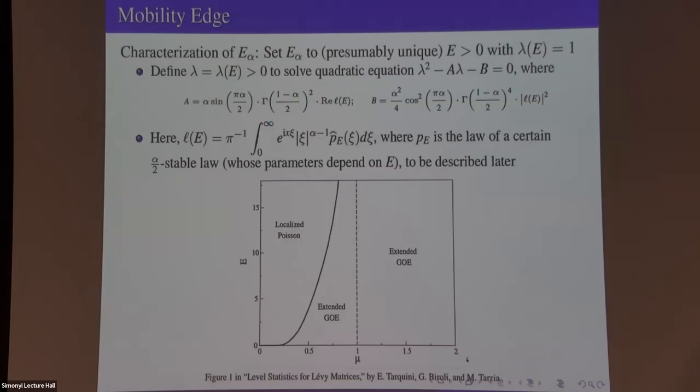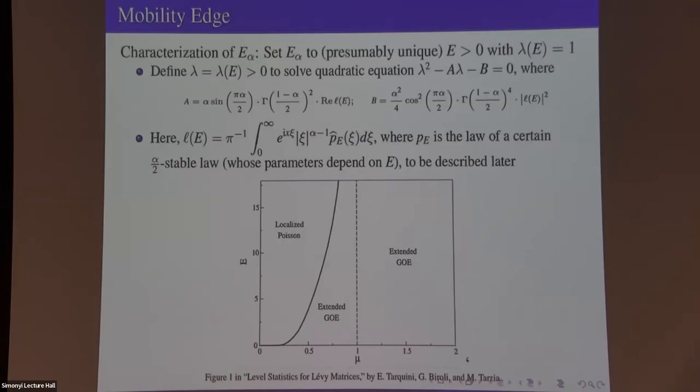Then I have to tell you what this L of E is. It is a kind of half Fourier transform, given by the integral of e to the i x c, c to the alpha minus one, where alpha is the same alpha parameter, times hat p_E of c. And this is where I'm going to stop. This p_E is going to be a stable law, so its Fourier transform is pretty explicit: something like e to the minus t to the alpha. But I'm not going to tell you what its parameters are. They solve some equation, and I will not write down that equation.